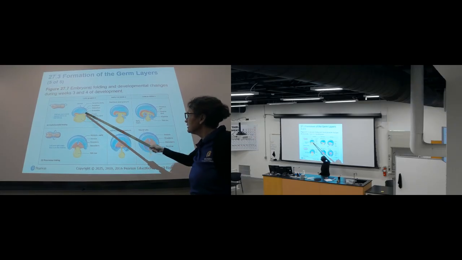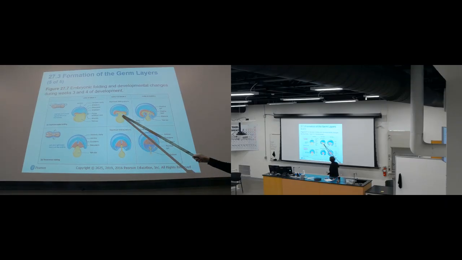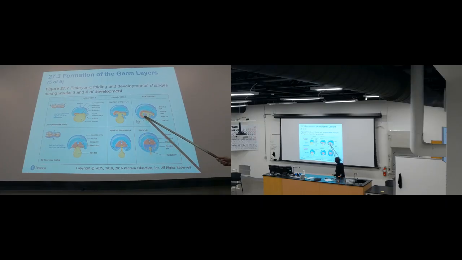And then the baby keeps folding. It keeps constricting this yolk sac. And then you start forming in late week 4 the heart. And this is going to be the gut, the primitive gut, with a cephalic end and a caudal end.